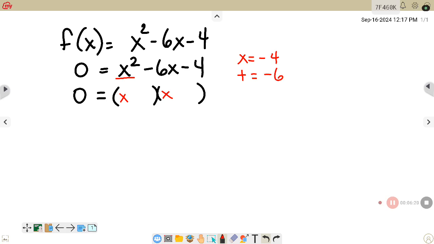-6. Well, to multiply to get -4, I could either use those numbers or those numbers. The thing is, none of those are going to add to this -6. So factoring is not a good method to solve this quadratic equation. So in the next video, I will show you how to solve them using the quadratic formula.